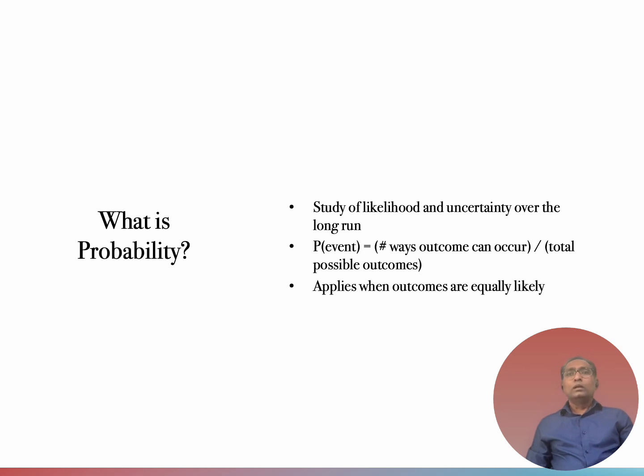Let's take an example here. For a fair six-sided die, for instance, there is one face showing three out of six faces, right? So the probability of getting three would be 1 over 6. Note that this formula relies on the assumption of equally likely outcomes, meaning that the dice is fair.